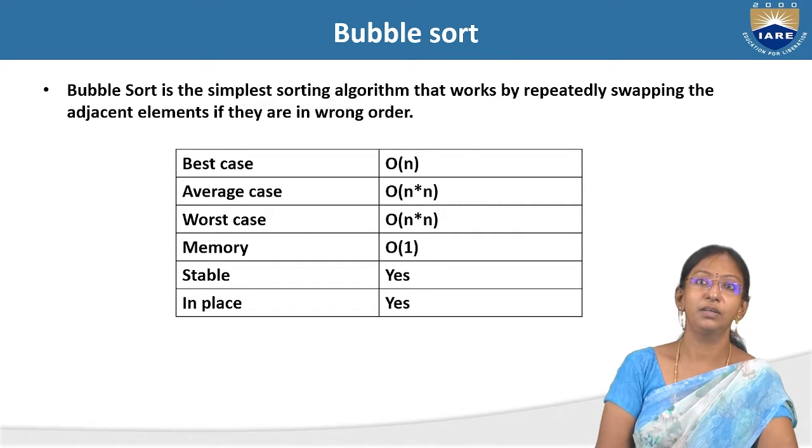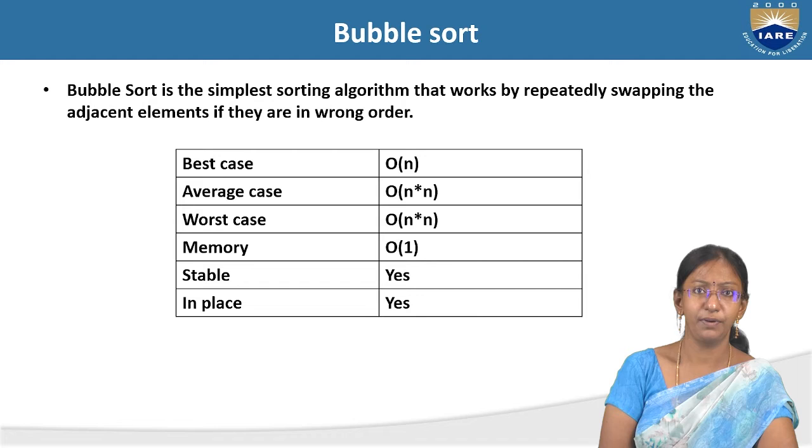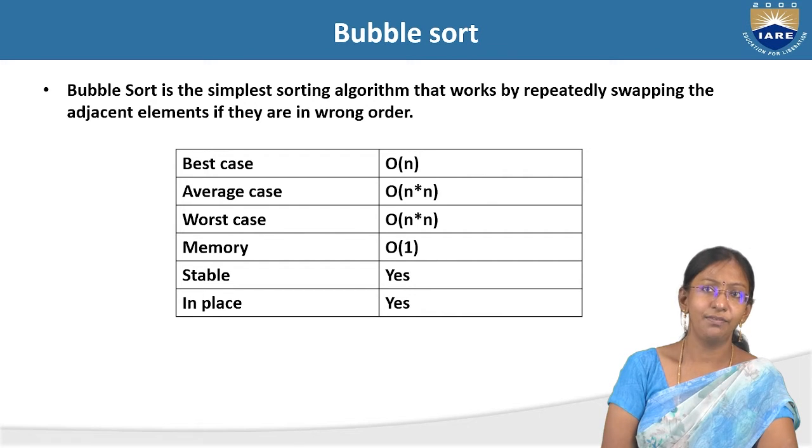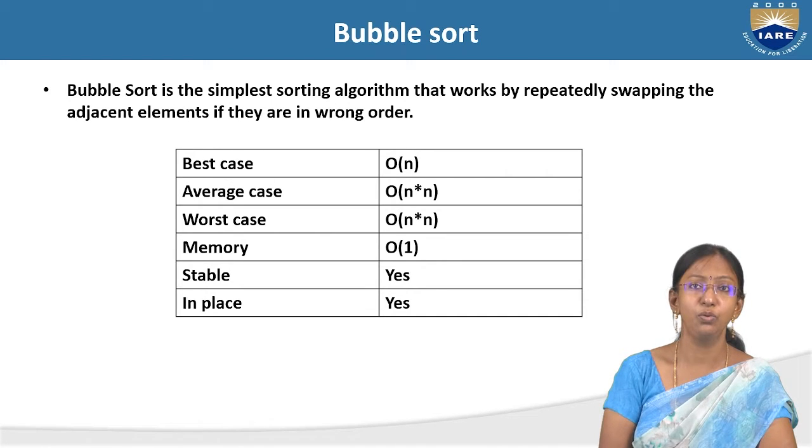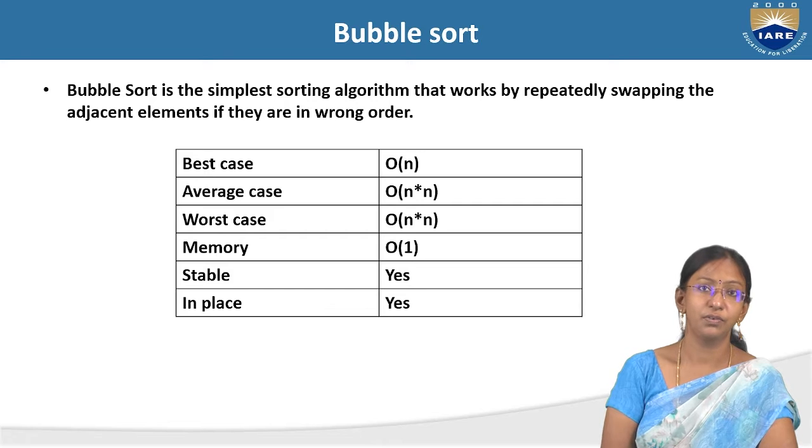So for bubble sort, the best, average, and worst cases are different. The best case is order of n. If there are n elements in your list, then the complexity in the best case will be order of n. Coming to the average and worst case, it is very high: order of n square, which is n into n, as it runs with loops. So that is the average and worst case.